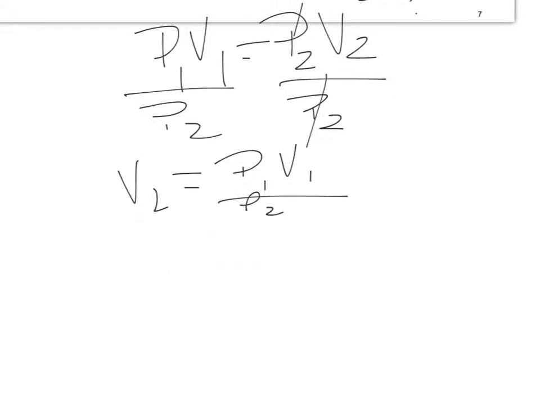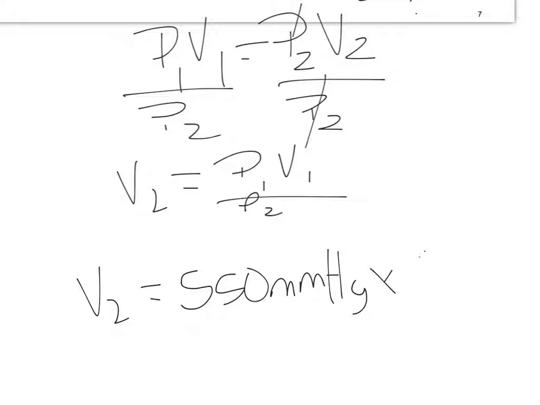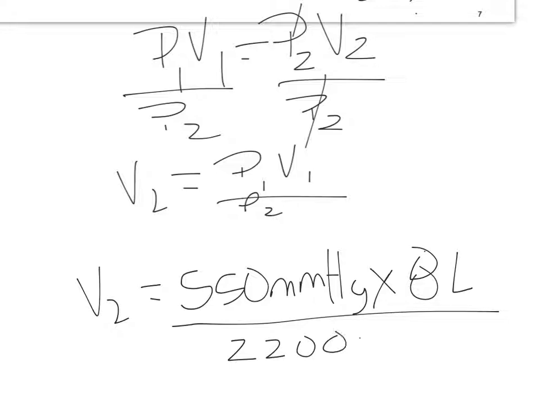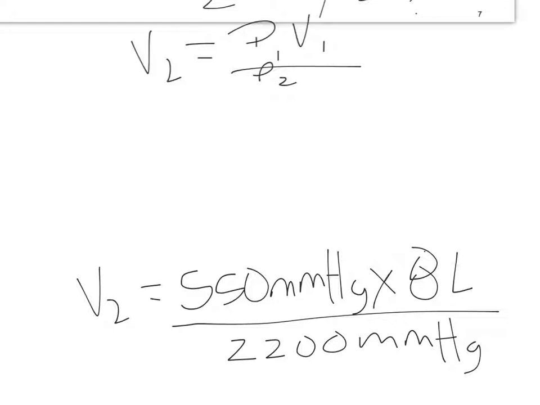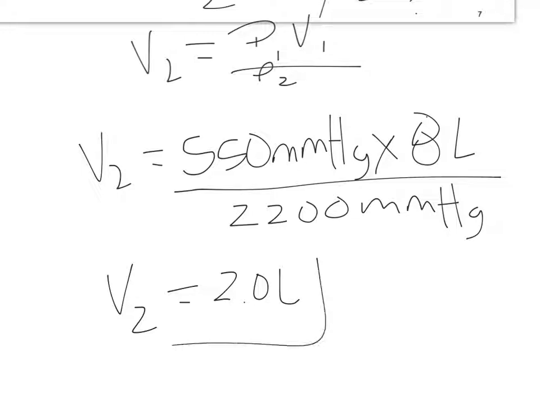What we do now, we substitute and we write V2 equals, our initial pressure was 550 millimeters of mercury. Our initial volume was 8 liters divided by the final pressure, 2,200 millimeters of mercury. And then we do the calculations, and V2 equals 2.0 liters.